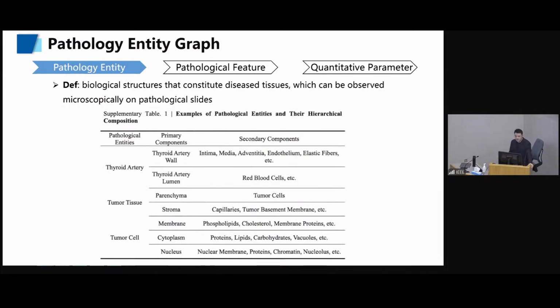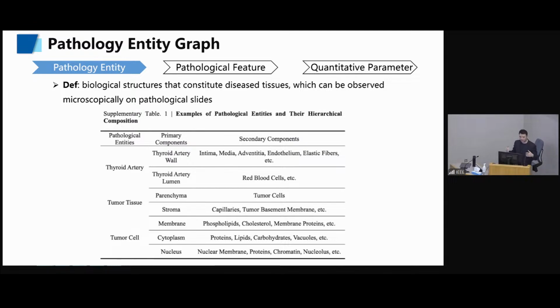The pathology entity graph aims to represent the types and morphological characteristics of pathological entities across biological scales. It consists of three types of nodes: pathological entity, pathological feature, and quantitative parameter. The pathological entity is defined as biological structures that constitute disease tissues, which can be observed microscopically on a pathological slide. Table 1 lists several examples of pathology entities, including tumor tissue and tumor cell.